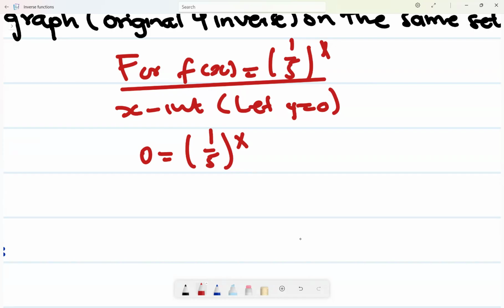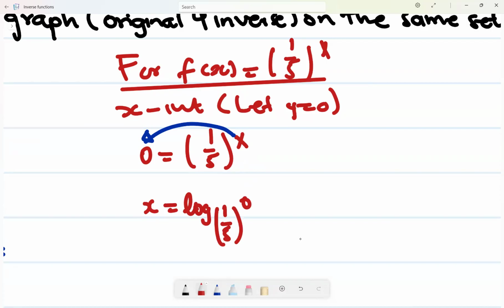Even if you try the laws of exponents or the logarithm to solve for x, you're going to drop this one again. So when you drop that one, x is equal to what? If you want this 0 to be there, it's going to be log of what? Log of 1 divided by 5, then I raise that to the power of 0. Then take your calculator and see what is the value of x. It should be undefined.